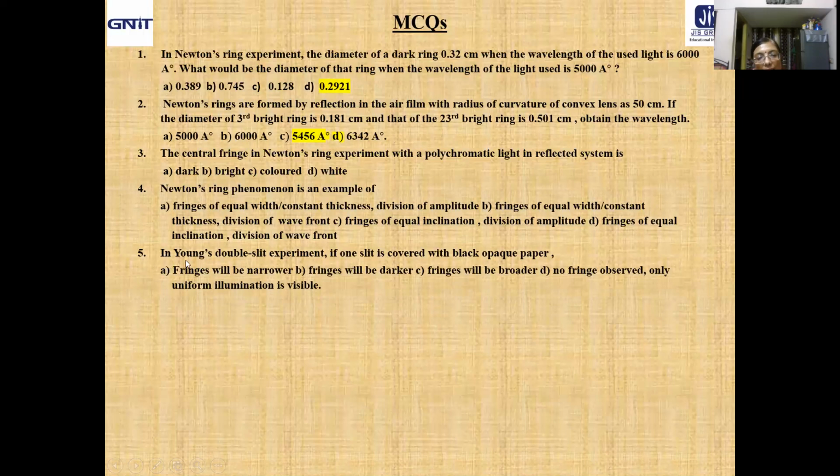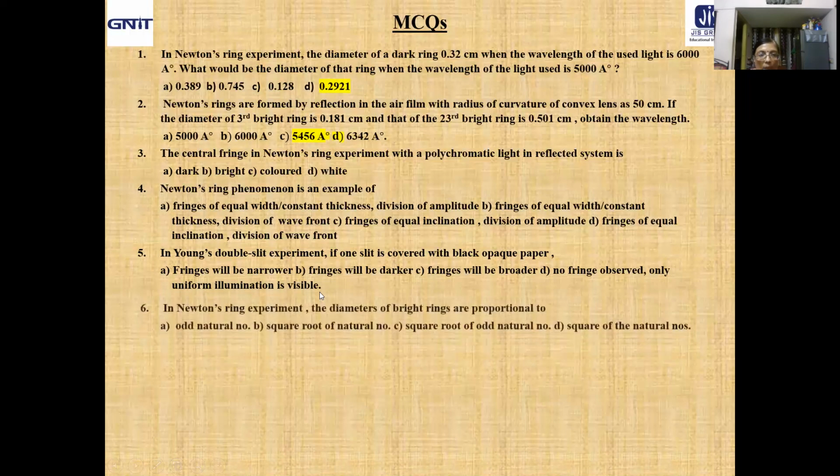Next question. In Young's double slit experiment, if one slit is covered with black opaque paper, fringes will be narrower, fringes will be darker, fringes will be broader, or no fringe observed, only uniform illumination is visible. In the class on Young's double slit experiment, it was already discussed that out of the two coherent sources S1 and S2, if one is covered, then you will not get any fringe pattern, only uniform illumination will be observed. So option D will be the correct one.